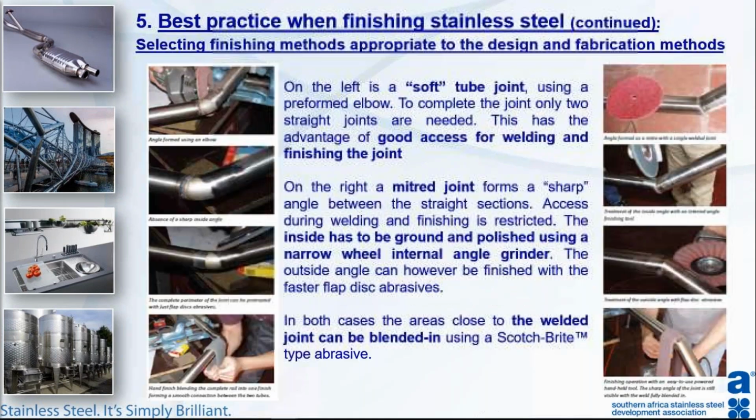A bit of an example of how we can select finishing methods appropriate to the design, or the other way around, design to fit or to make it easier to finish. On the left, we've got what's called a soft tube joint, where we use a standard preformed elbow that we cut at the right angle, and then only 2 straight joints are needed. It's good access for both welding and finishing. On the right, there's the miter joint. It's a sharp angle, and therefore your accessibility to the inside for welding and cleaning off is restricted. In both cases, you will finish it off manually with a Scotch-Brite type of consumable.